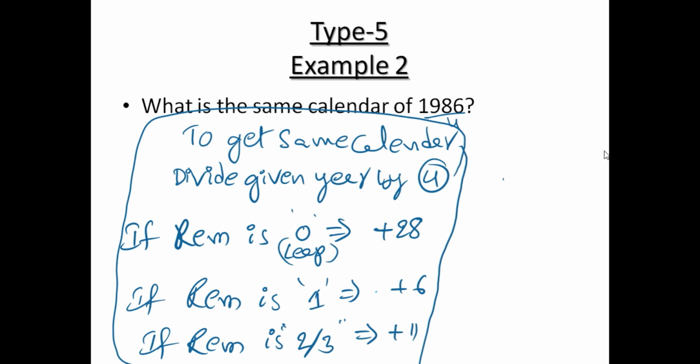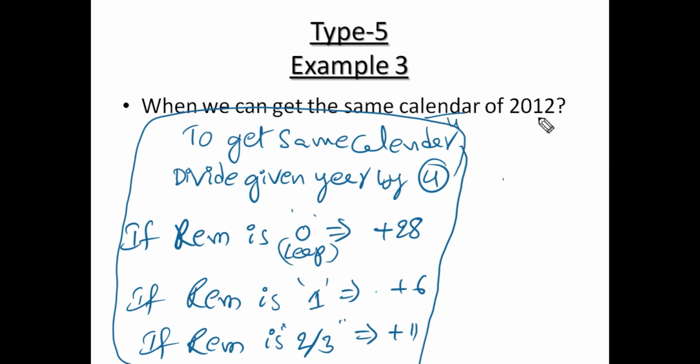Next, if you see the next example, 2012 is a leap year. Directly add 28. 2040 is the answer. Okay, try to remember the shortcut. If you practice, automatically it will be memorized.